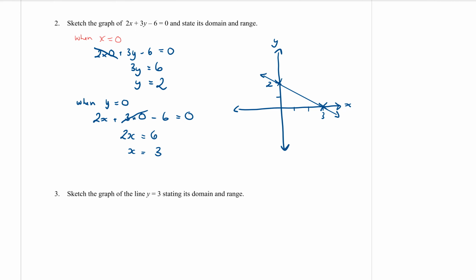Okay, domain and range again. It's a sloping line. All sloping lines are all real x and all real y. So write those down as well. So domain, all real x, and range, all real y.